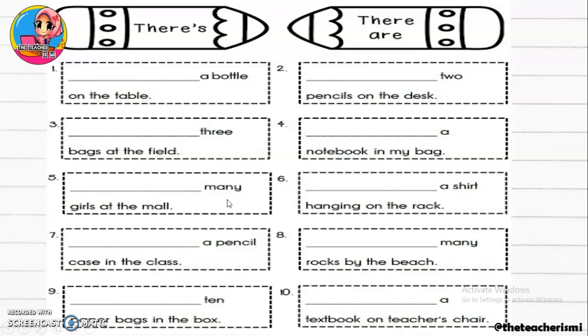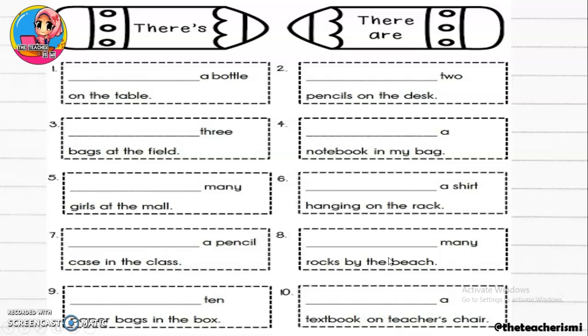Okay, number five, many girls at the mall. Many, teacher dah terangkan tadi apa. Girls, budak perempuan di pasar raya. Mall ni pasar raya. Okay, number six, a shirt hanging on the rack. Shirt. Shirt ni baju t-shirt kita lah. Hanging, bergantung, on, di atas, rack. Rack ni rak. Okay. Number seven, a pencil case in the class. Pencil case. Do you know pencil case? Pencil case yang kamu bawa pergi sekolah, letak alat tulis tu. Kotak pensel kamu tu lah. Itulah. In the class. Di dalam kelas.